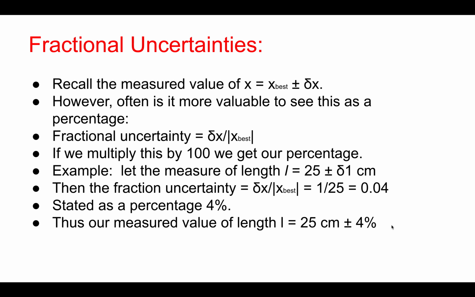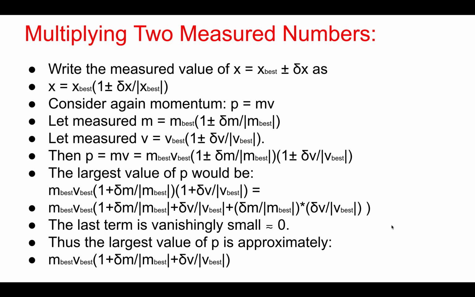Okay. Sorry about that. All right, so now this looks a little messy here, but it's really not so bad. Let's find the uncertainty associated with multiplying two measured values, okay? So let's say we have our x is x best plus or minus some uncertainty. And let's write it like this. Let's pull out our x best, so we're writing it as a fractional uncertainty, okay?